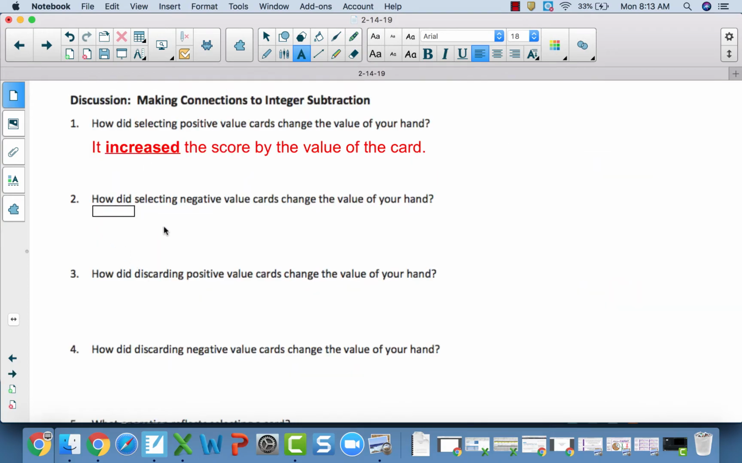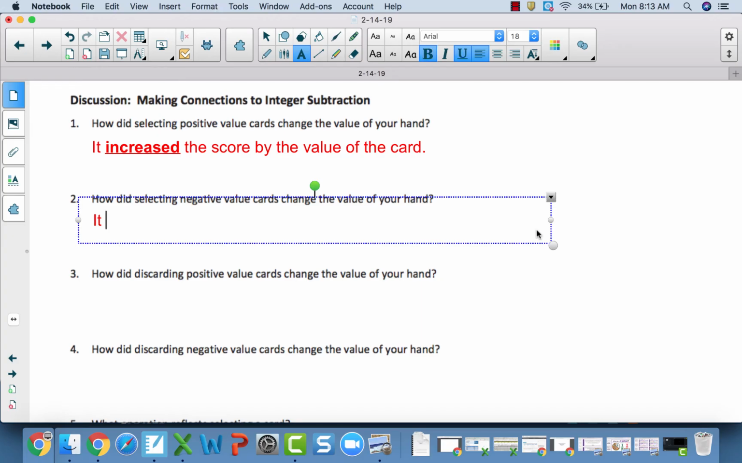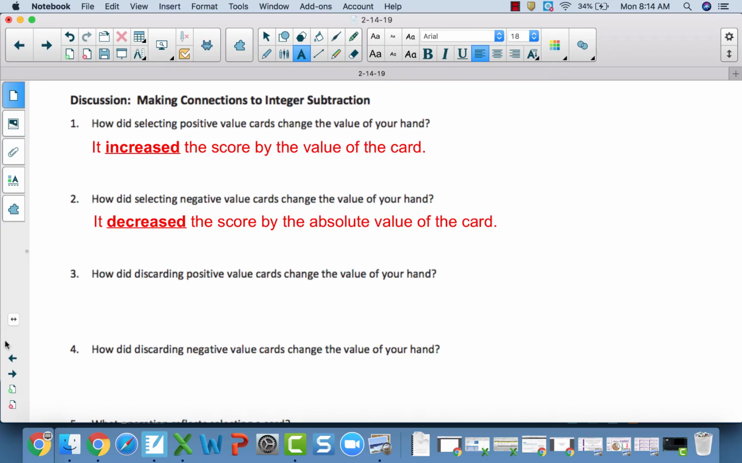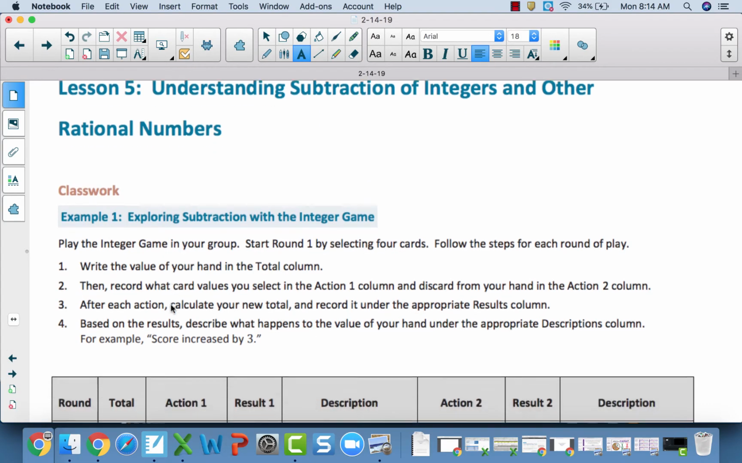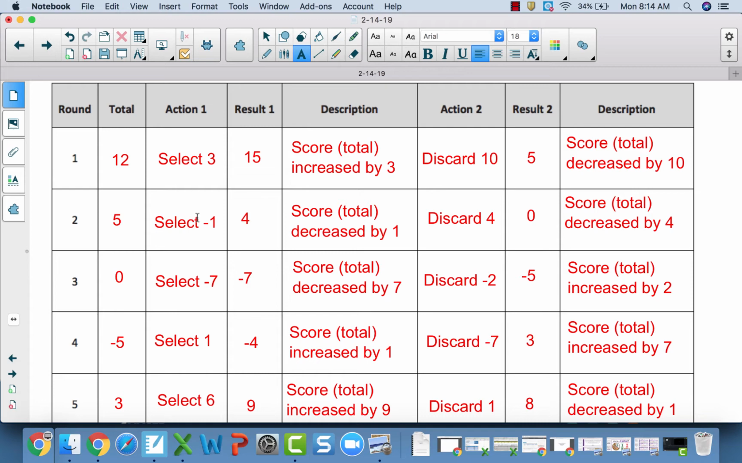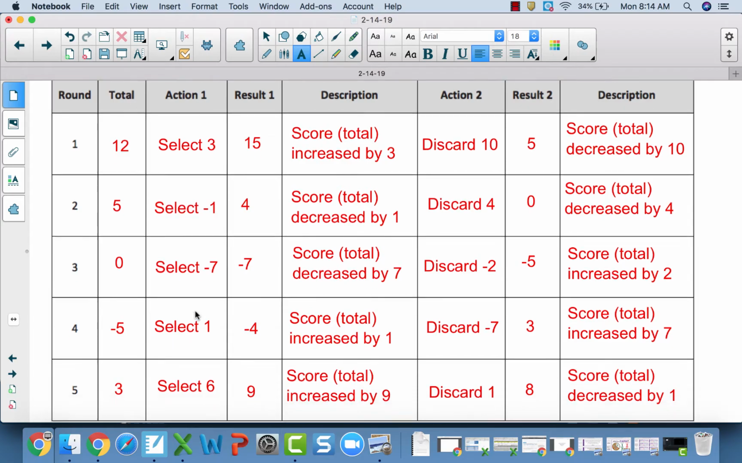Now, how did selecting a negative change the value in your hand? It decreased the score by the absolute value of the card. Okay, so if I go back and I selected a negative 2, it decreased by the absolute value of negative 1, which is 1. So it decreased by 1. Here, selecting a negative 7 decreased my score by 7.